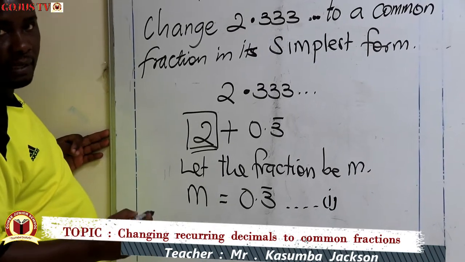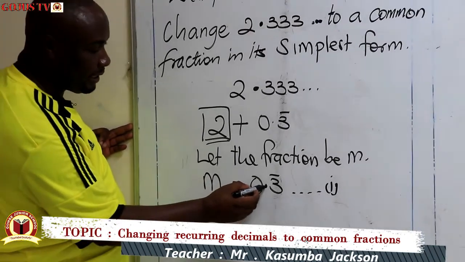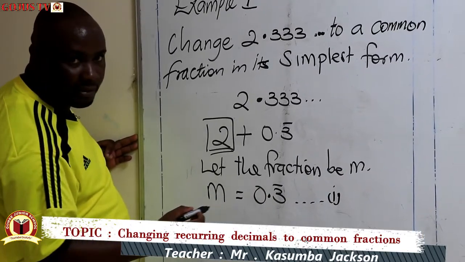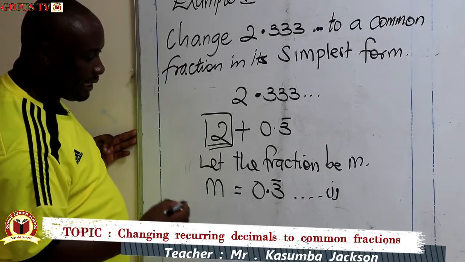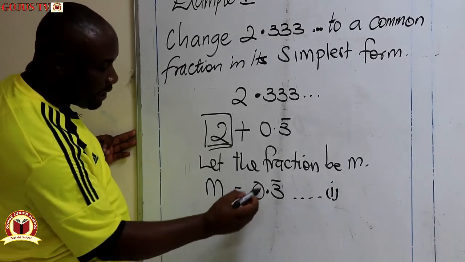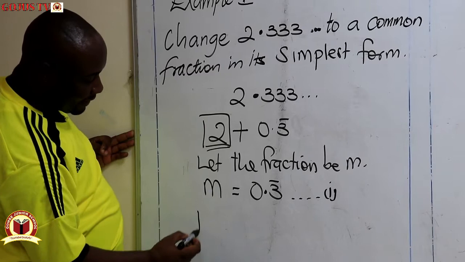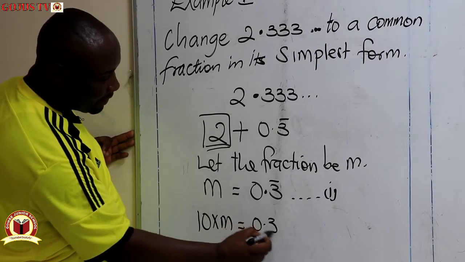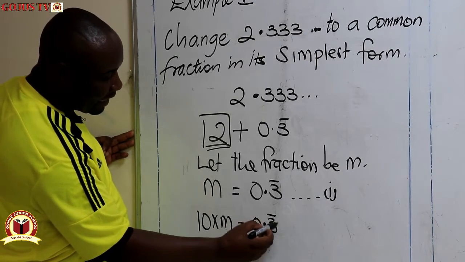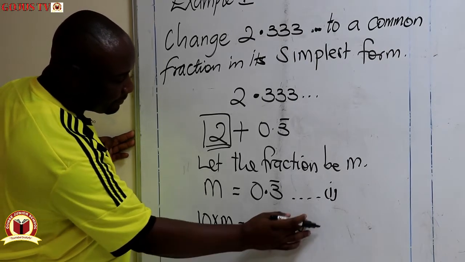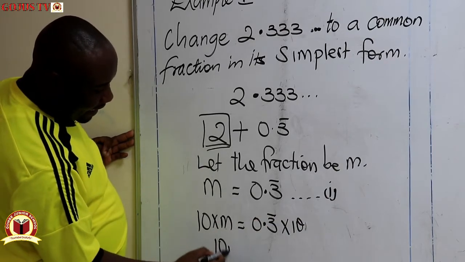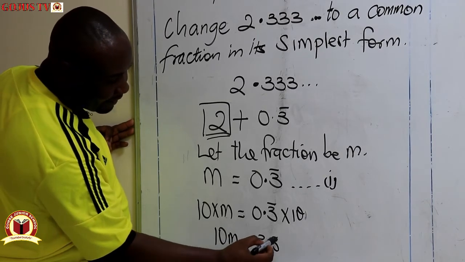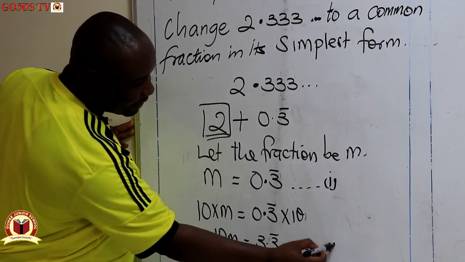We shall follow the same steps we followed when handling a single digit recurring decimal. We need the point to go behind the 3 to separate at least one recurring digit from the rest. So we shall multiply by 10 on both sides. Multiplying m by 10, which is equal to 0.3 recurring also multiplied by 10, we shall get 10m, which is as good as 3.3 recurring, as equation 2.